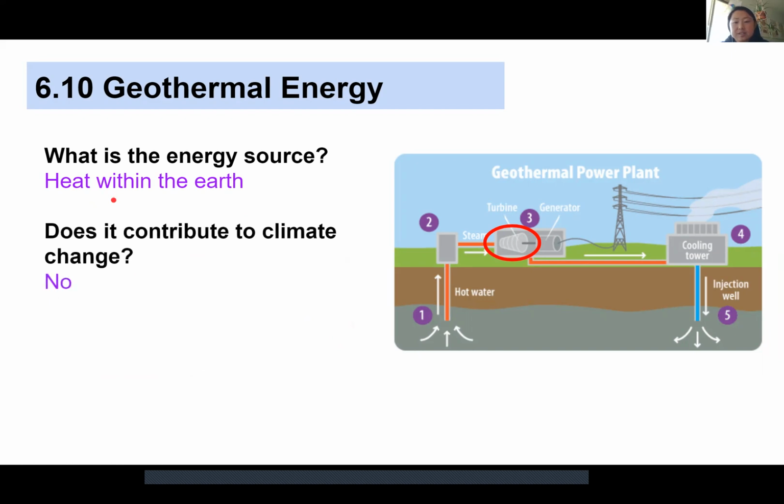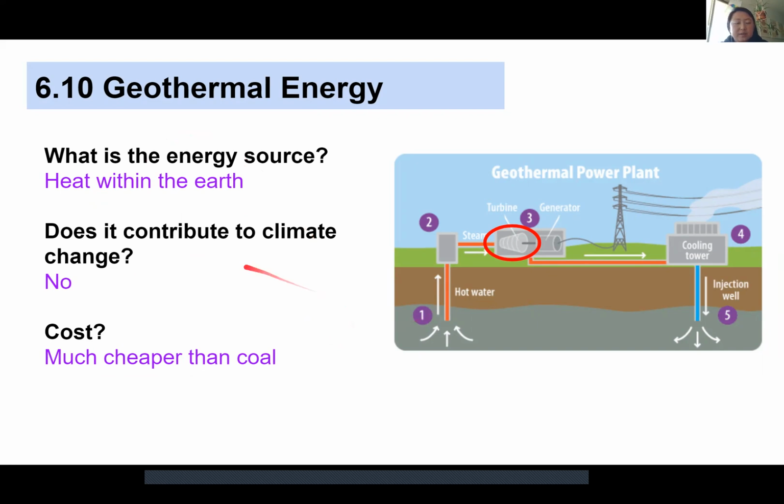So does it contribute to climate change? No, because we're literally tapping into the heat within the earth, and there is just bountiful amounts of that. It is cheaper than coal, which is really cool.